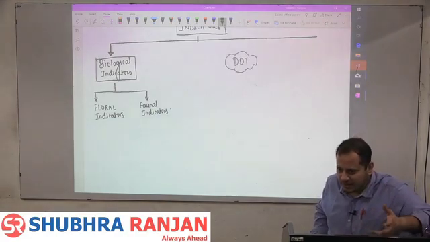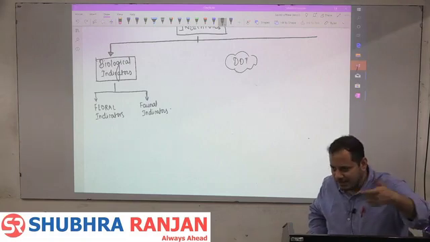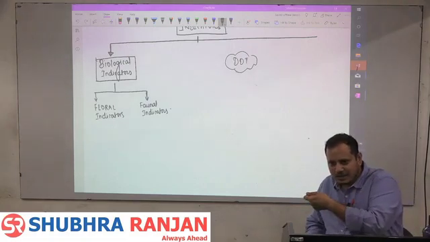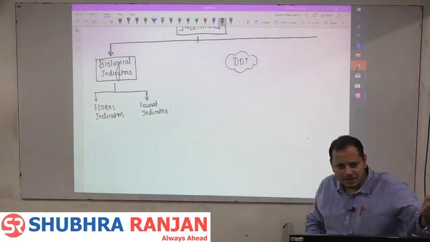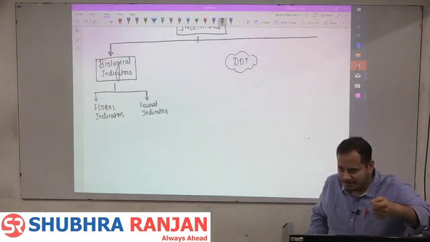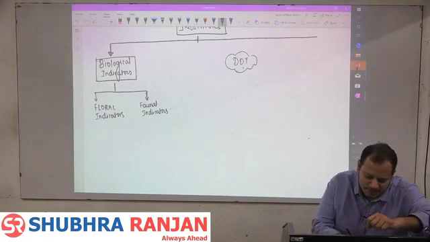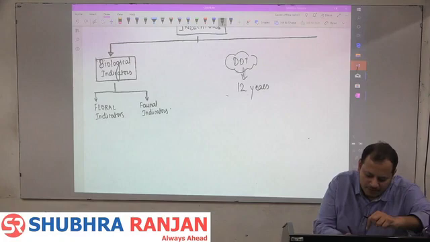Where is it used? It is a pesticide. You have seen DDT nowadays. The Municipal Corporation of Delhi will always spray white color ka DDT to kill the mosquitoes. DDT has a half-life period of 12 years. What does it mean?